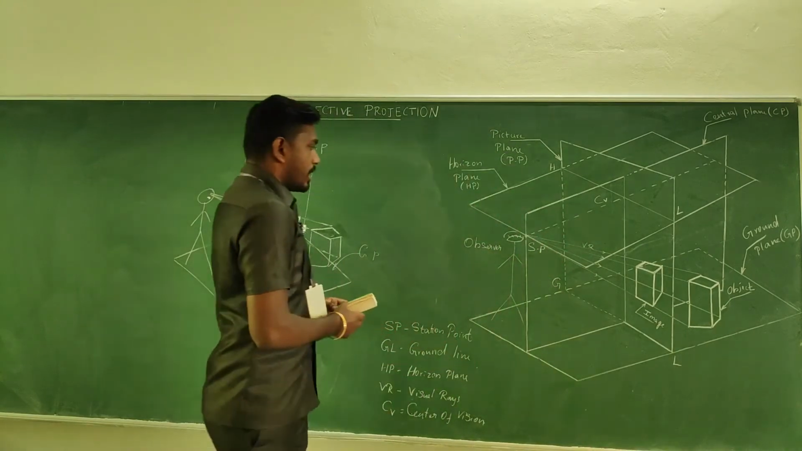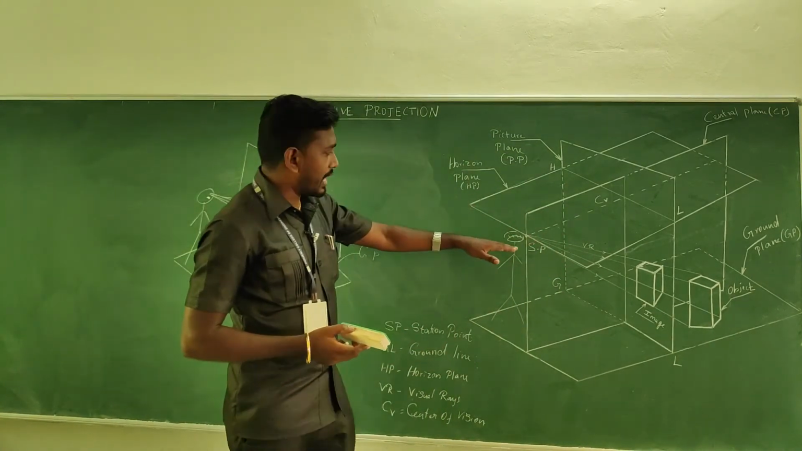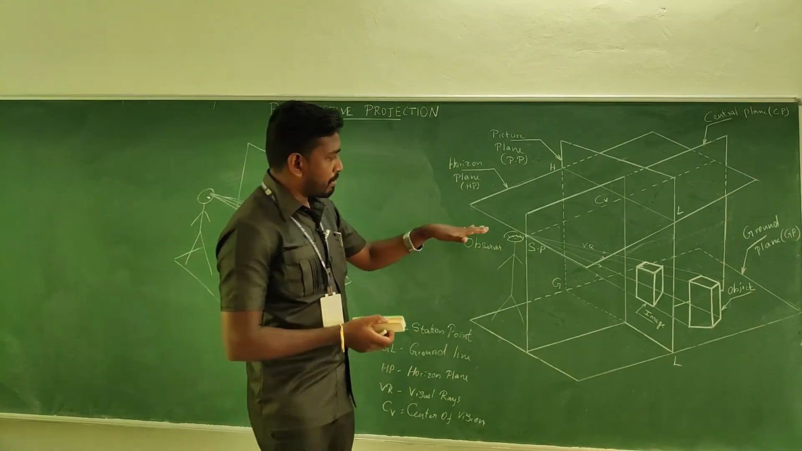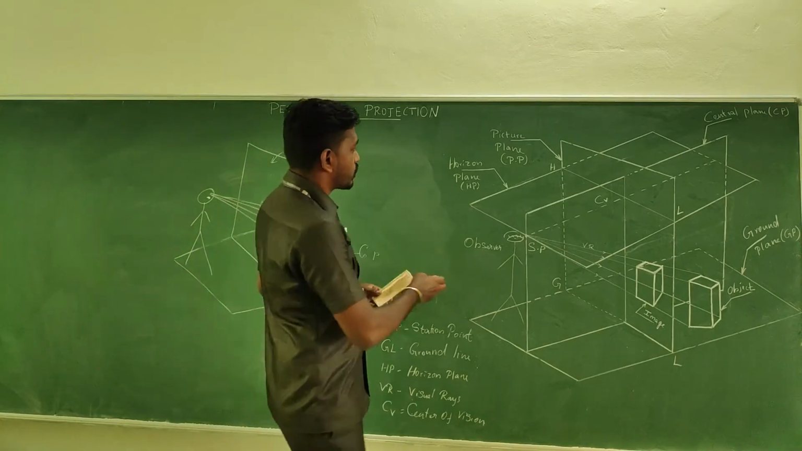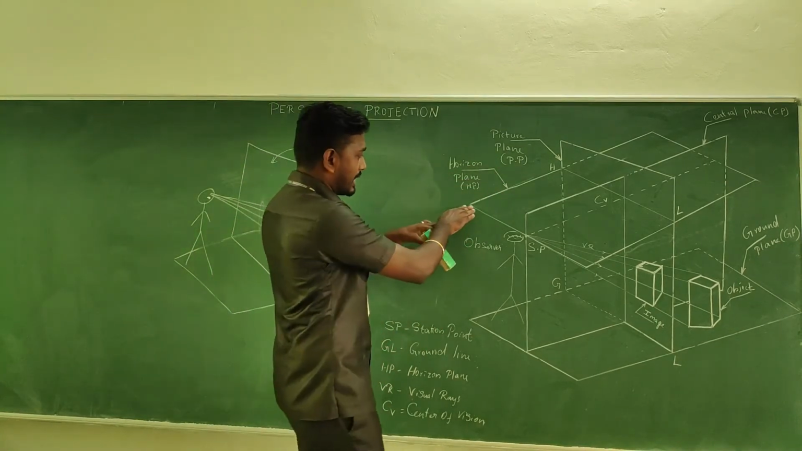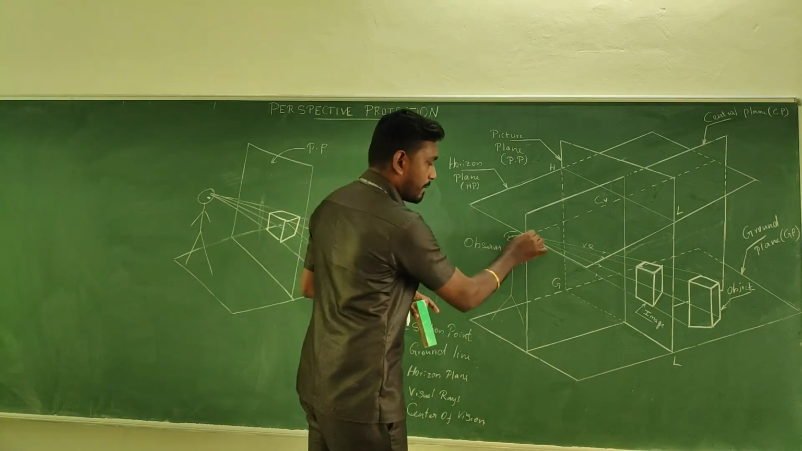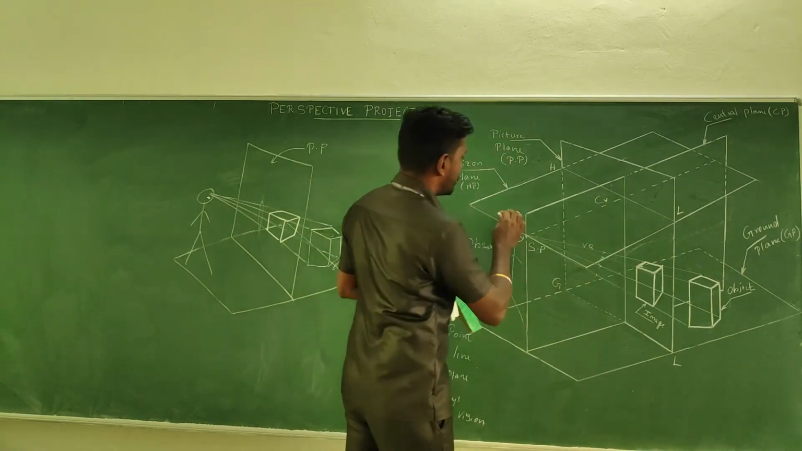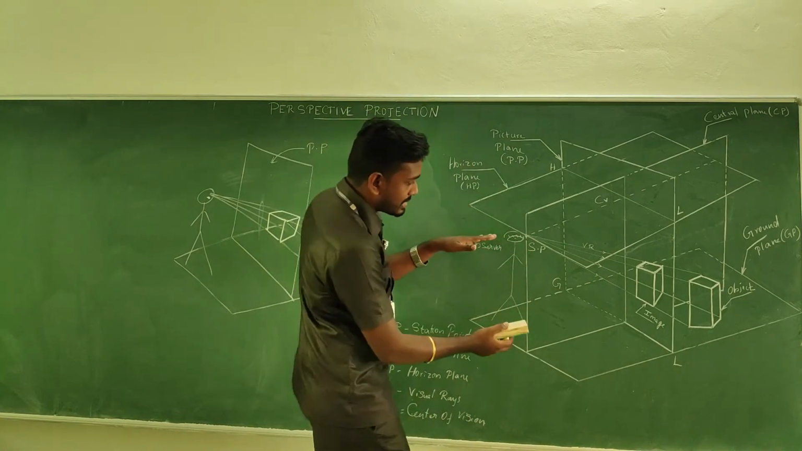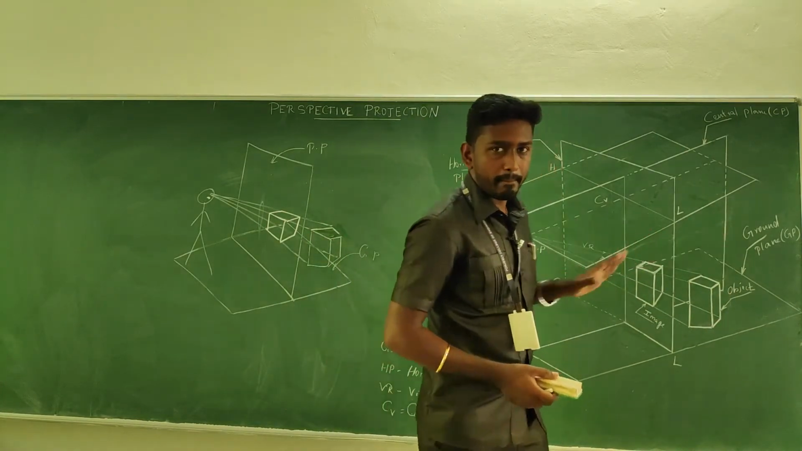Okay, and then at the level of the observer, the plane is being kept which is called the horizontal plane. At the level of the observer or eye, the plane is kept which is a horizontal plane, and that is just parallel to the ground plane.